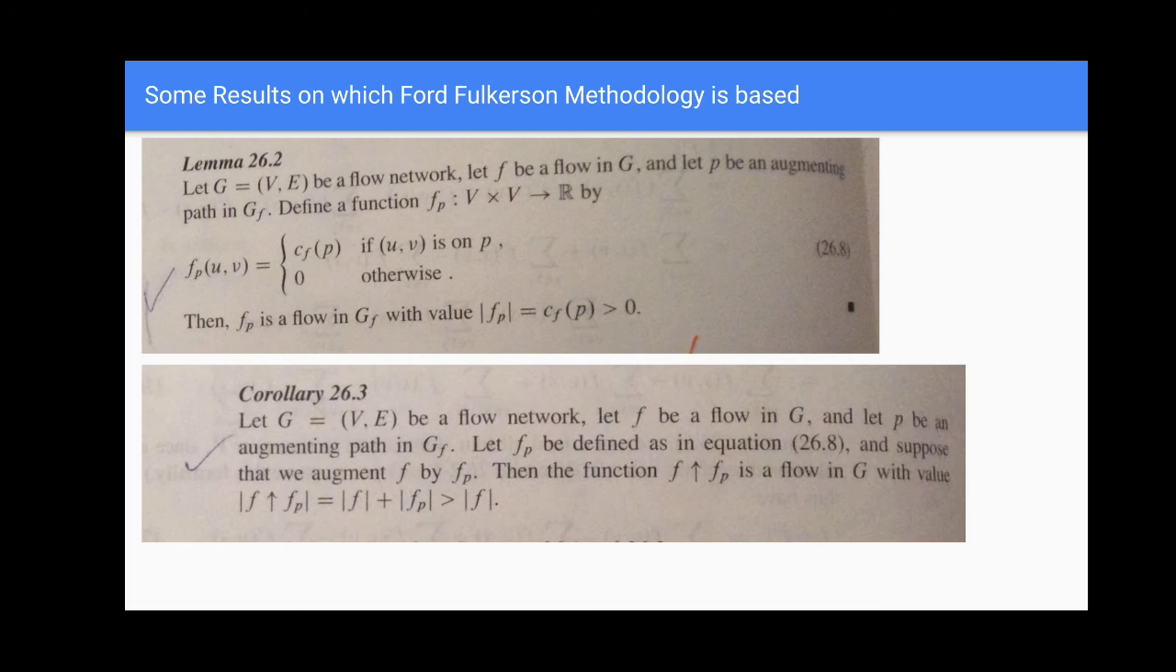The next result is, let G = (V, E) be a flow network and f be a flow in G, and let P be an augmenting path in Gf. Let fp be defined as in the above equation, and suppose that we augment f by fp. Then the function f augmented by fp is a flow in G with the value |f| + |fp|, and it is greater than the previous flow. This is also an important thing which we will use in further proofs.